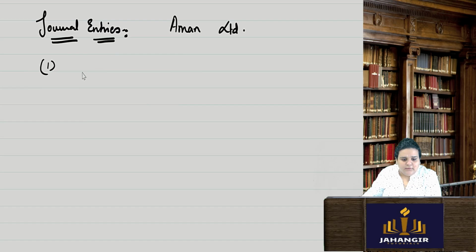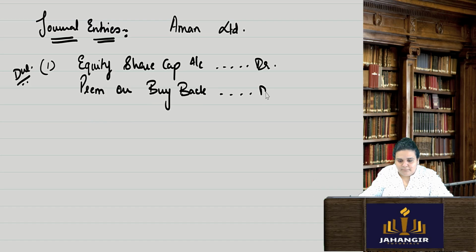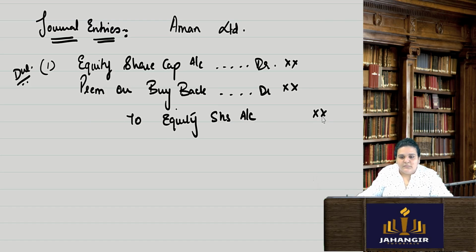Firstly, it is equity share capital account debit. This is the journal entry for the amount due. If in case I am giving them premium, there will be premium on buyback, if the company is giving them premium, to equity shareholders. Simple. This is the due. Then the payment.